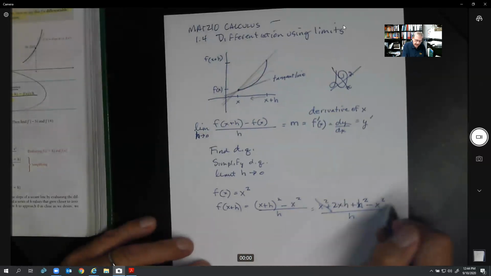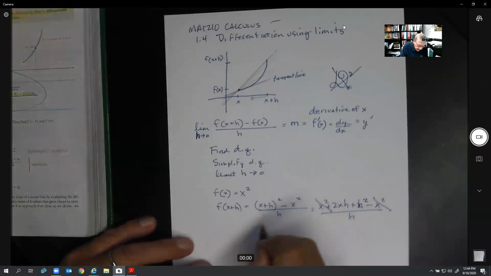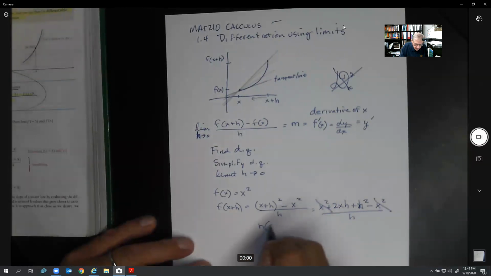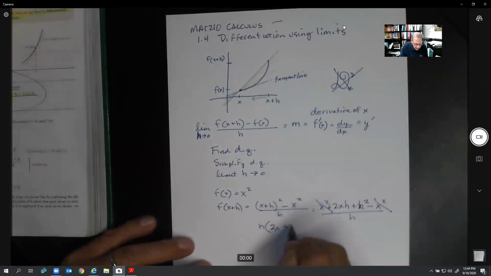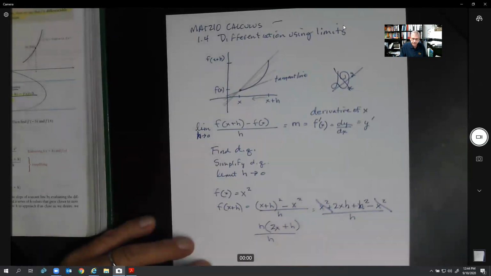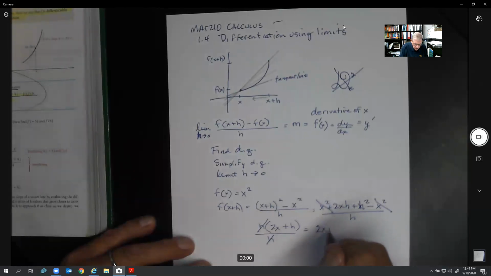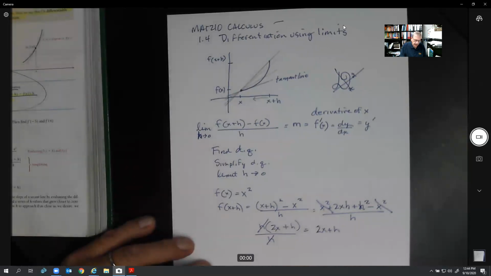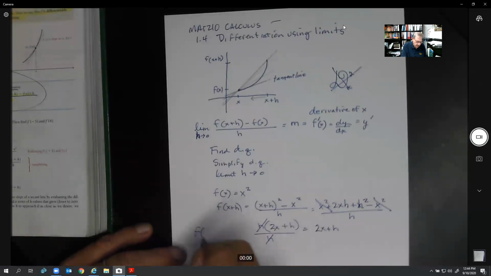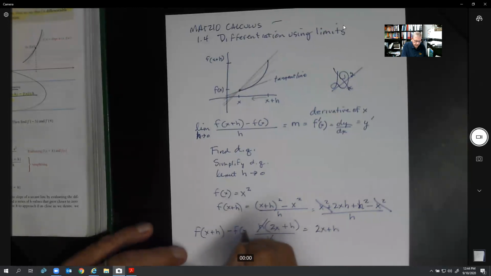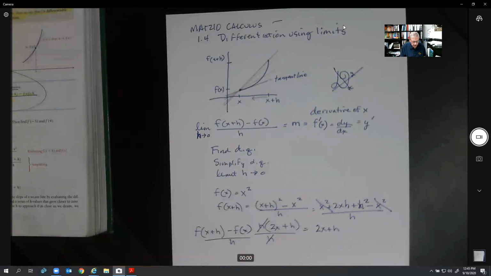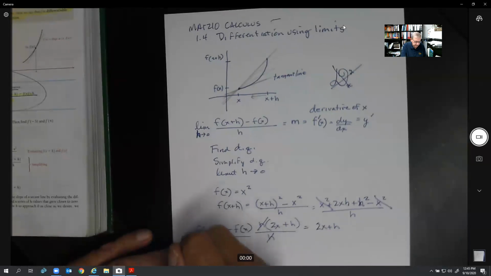And we saw that these canceled out. And then we factored an h out of there and got 2x plus h over h, factored out this h. And then we simplified that down to 2x plus h. Okay, so that was our difference quotient. That's what it's equal to.